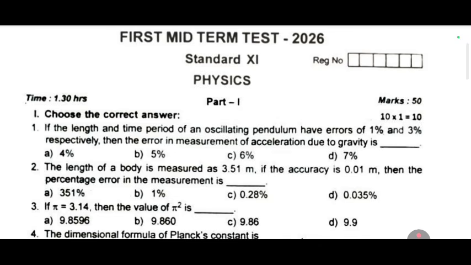So first, choose the correct answer. First one: if the length and the time period of the oscillating pendulum have errors of 1% and 3% respectively, then the error in the measured acceleration due to gravity is dash. Second one: the length of a body is measured as 3.51 meter. If the accuracy is 0.01 meter, then the percentage error in the measurement is dash.